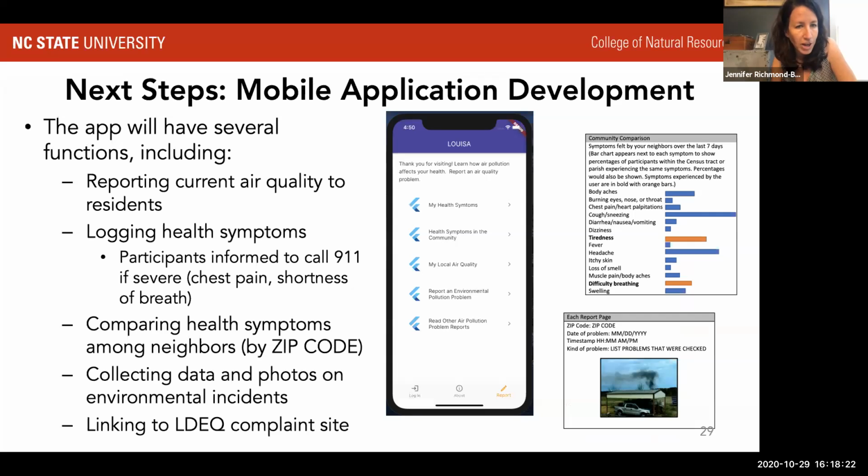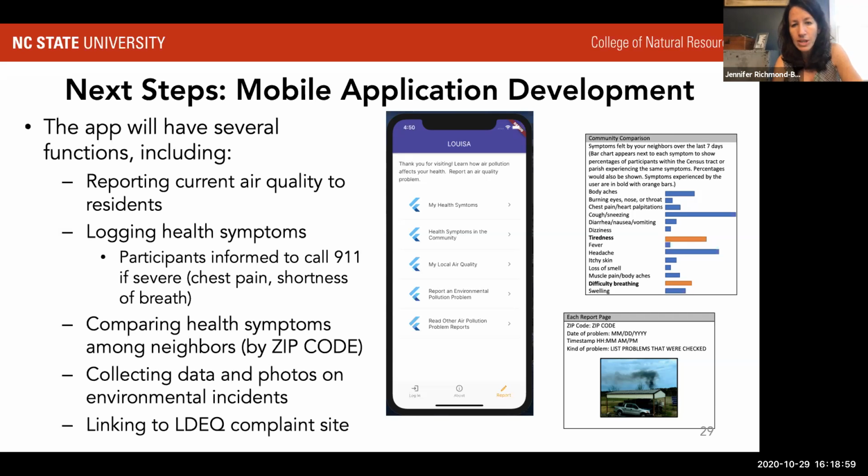Our next step, or a concurrent step, is mobile application development. And Makiko Shukunobe from the Center for Geospatial Analytics, as I mentioned, is taking the lead on this. The app is going to have several functions, including reporting that continuous data corrected back to the community. But it's also going to be taking in some health symptom data from the community. If anybody notes severe symptoms such as chest pain or shortness of breath, that could be indicative of a heart attack, they'll be informed that they should call 911, and a link to 911 will pop up.